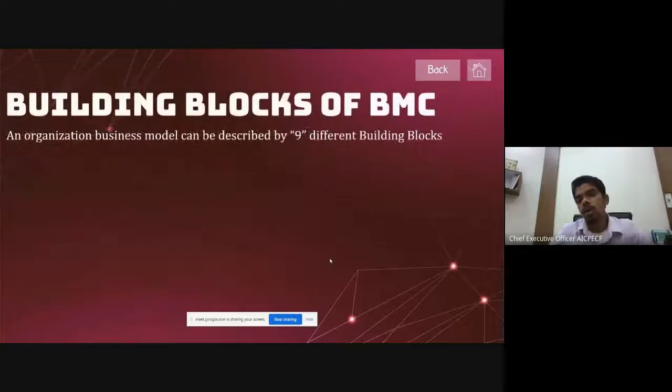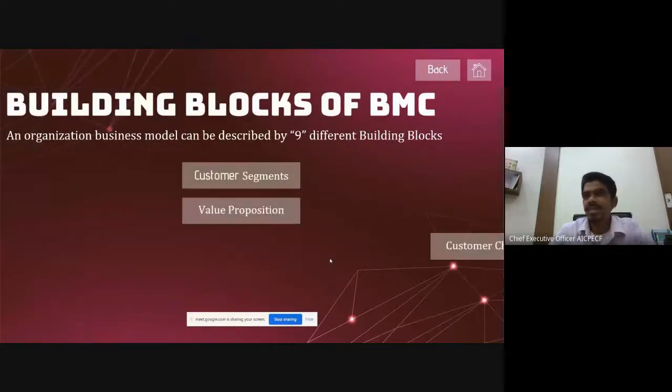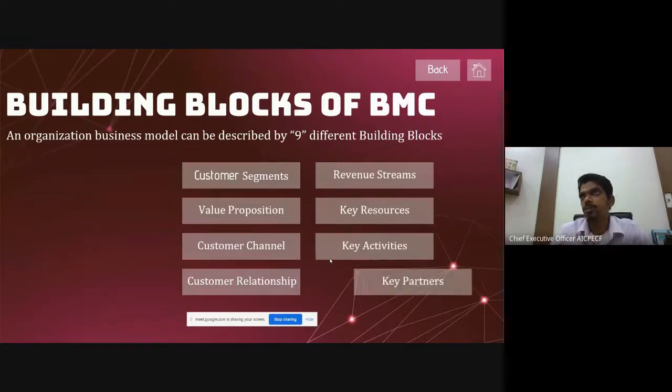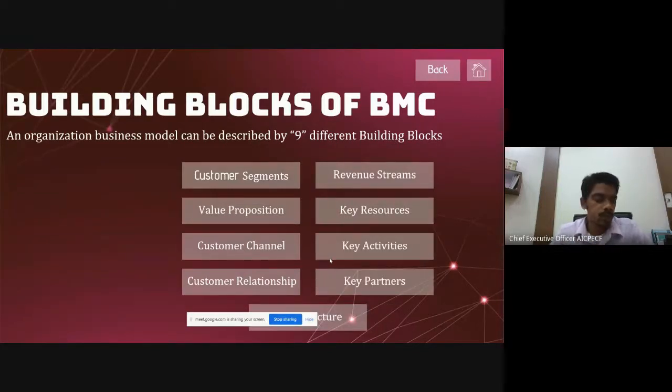So what are the building blocks of a BMC? Basically, there are 9 different building blocks which constitute a BMC. So what are they? The first one would be the customer segments. The second would be the value proposition.